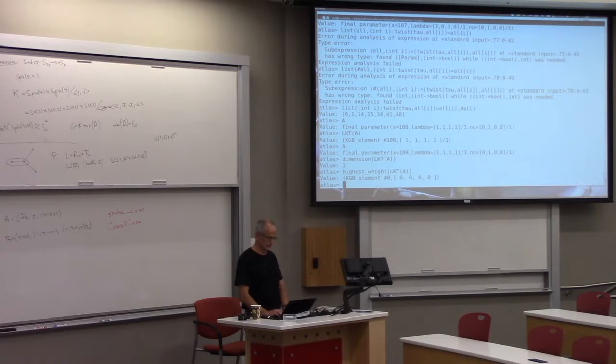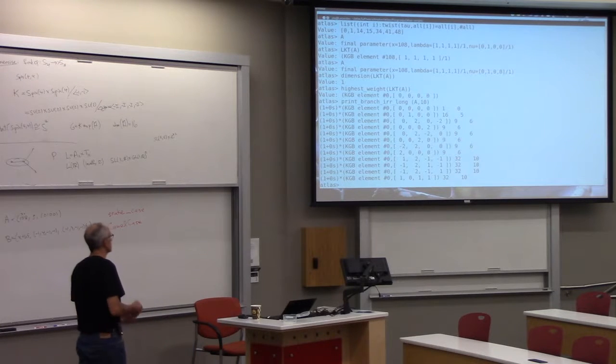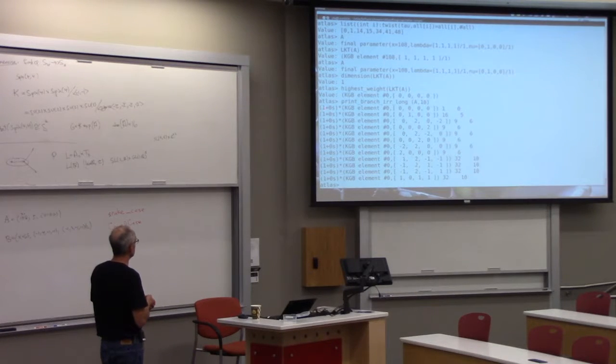Okay. Now, I'd like to look at more of the k-types. There's a nice command, I think Anna Greth mentioned this one in her talk, branch irreducible long of A up to height 10. So it says, show me all of the k-types up to height 10, and the long means it's some sort of nicely formatted output. So let's see. Ignore the S's. These are all constants 1.